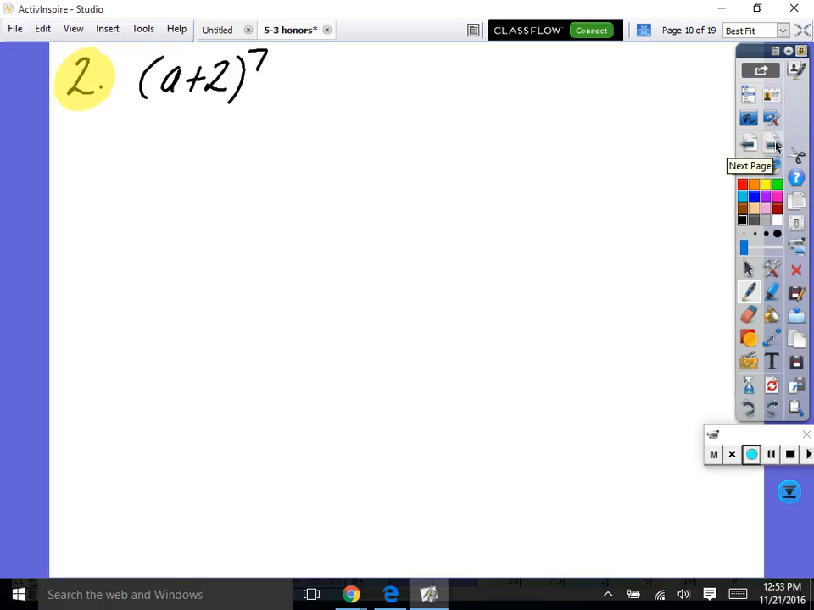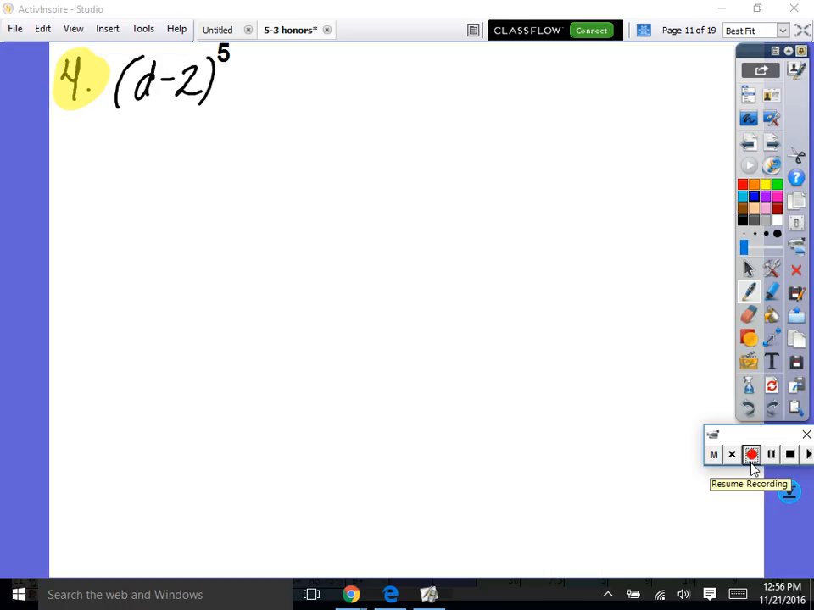Number 2, d plus 2 to the 7th. I changed it to degree 5 so it's not so big, but you can get the picture of how to do this. Everybody watch with the negative. Degree 5's coefficients are 1, 5, 10, 10, 5, 1. Everybody watch because there's some interesting stuff.